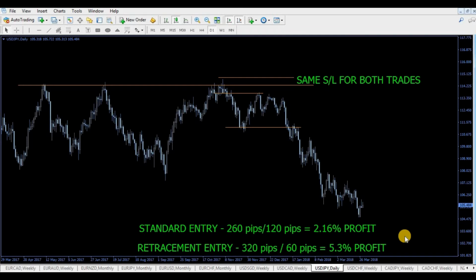We've got 2.16% profit on the standard entry, and the market's done the exact same thing with a retracement entry, and we've now made 5.3% profit in the exact same time. It's really simple, guys. I hope you can see that.